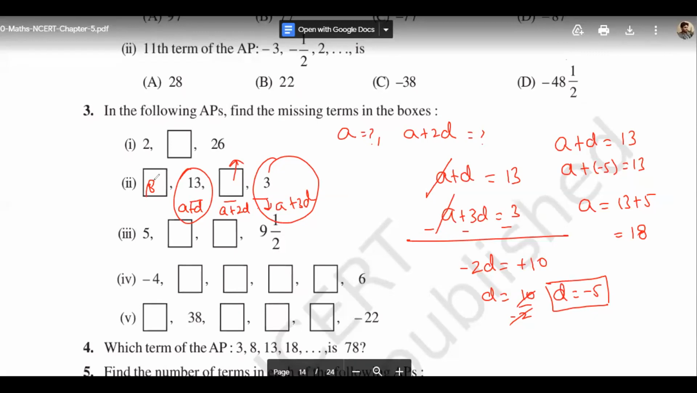You know that the common difference is minus 5. 18 minus 5 is 13, then you subtract again minus 5, you will get 8. Then again it is being subtracted, you will get 3. So it is clear that the third term is 8.